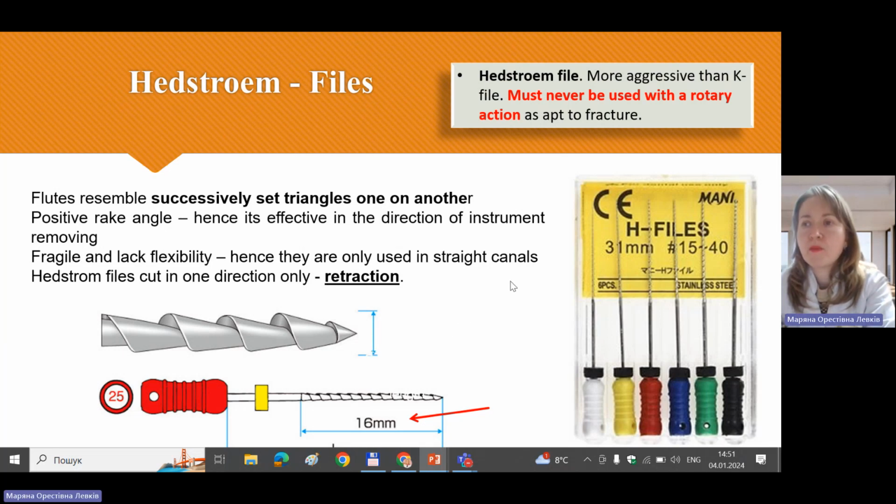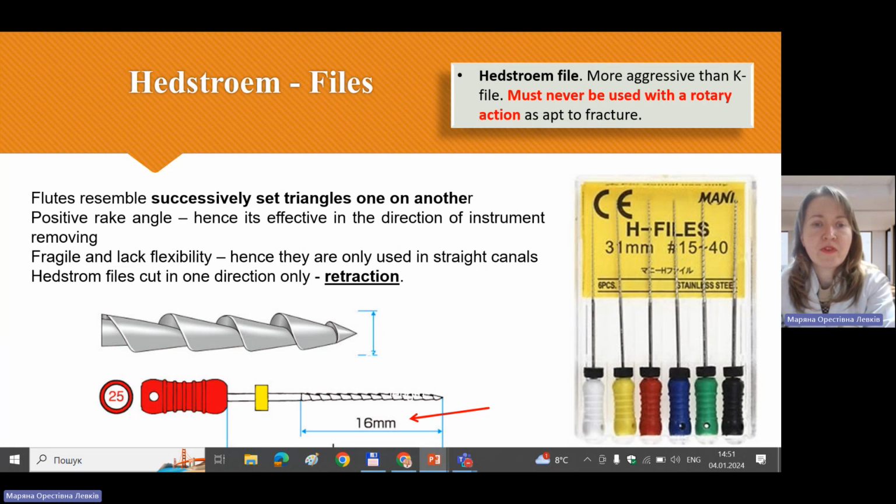Hedstrom files, more aggressive than K-files, must never be used with a rotary action as they are apt to fracture. All endodontic instruments, K-file, H-file, or K-reamer, are stored in such plastic boxes, as you can see in this slide.